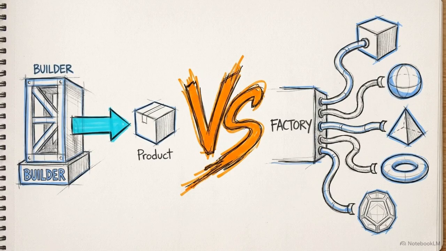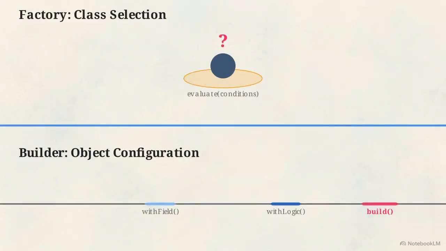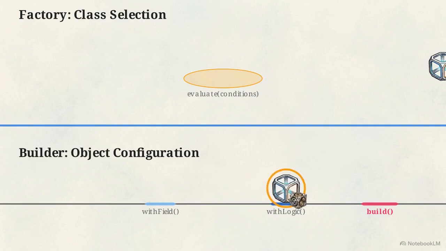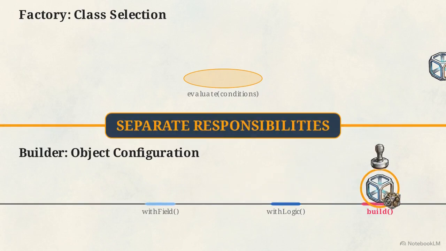Let's address a distinction before wrapping up. The builder pattern is often confused with the factory pattern. A factory decides which class to create based on specific conditions. A builder decides how to configure an instance of a known class. These responsibilities should remain separate.